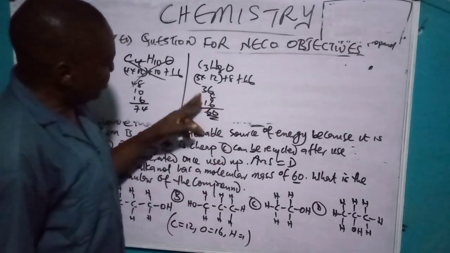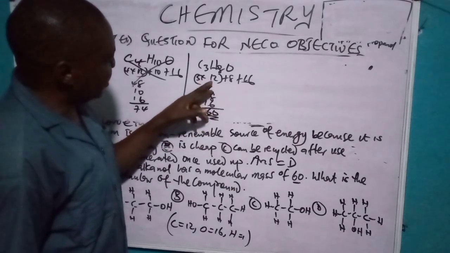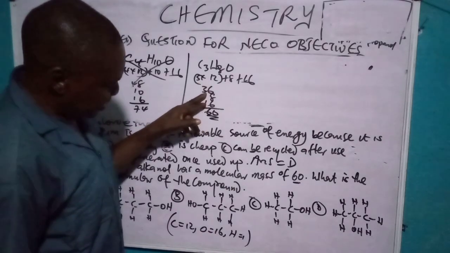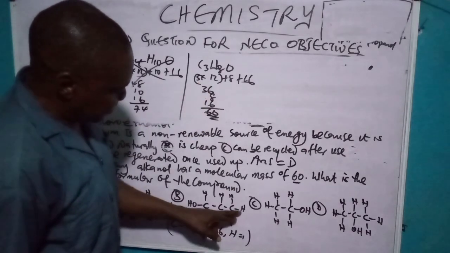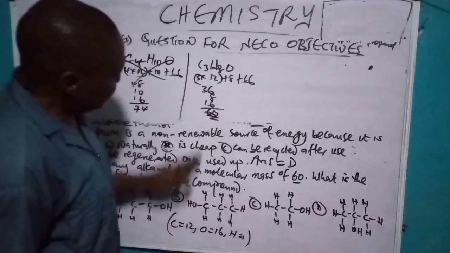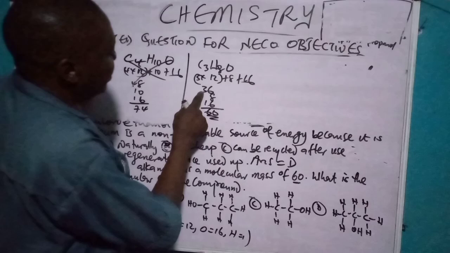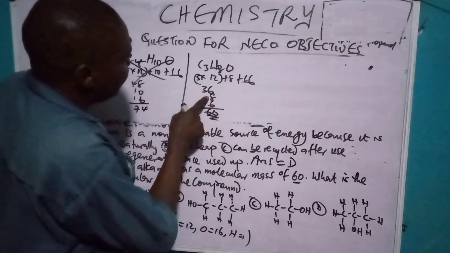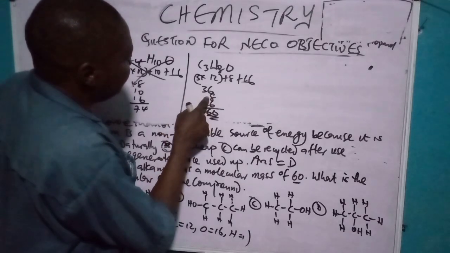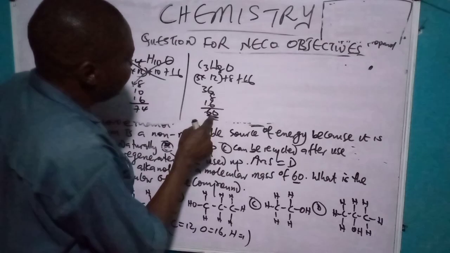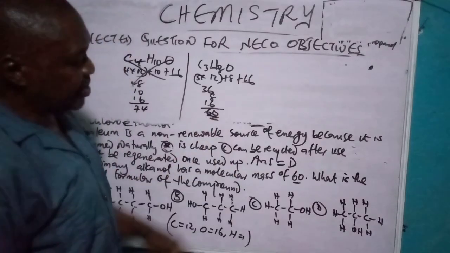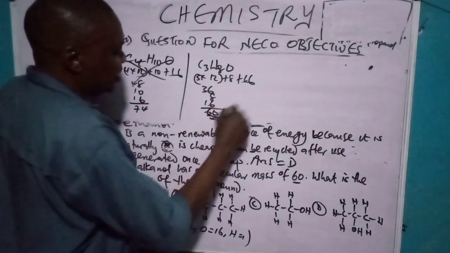So let's see very well. 1, 2, 3. 3 times 12 is 36. 1, 2, 3, 4, 5, 6, 7, 8. 8, 8 is 16. 36 plus 8 is 44, plus 16, that's 60. But let's still consider the rest. So this one is okay.